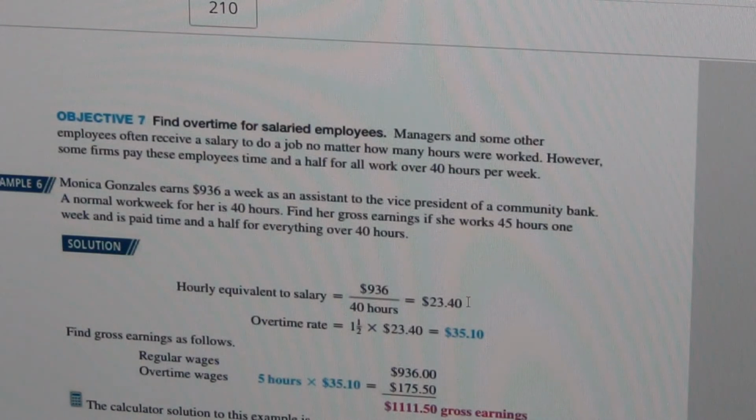So we take the $23.40 rate and multiply it by time and a half, which gives us the overtime rate. Okay, so regular rate times time and a half will give us the overtime rate. So she gets her base wage of $936, that's the salary, and then we add the 5 hours that she worked overtime, because it says that she worked 45 hours. So 5 hours times $35.10, that's the overtime rate, gives $175.50. So her gross earnings is not going to be just the $936, it's going to be $1,111.50. That's her gross earnings, all right?